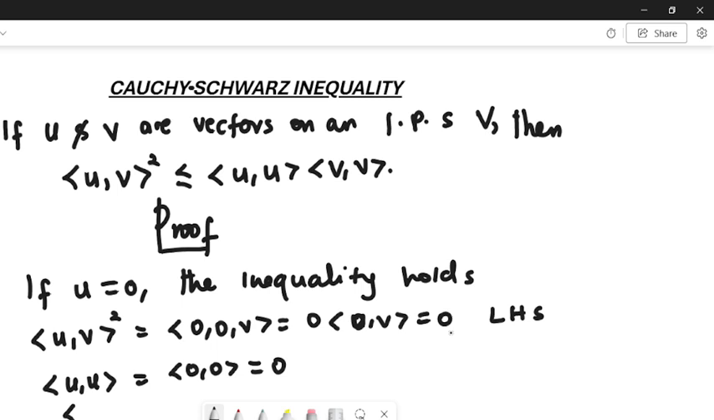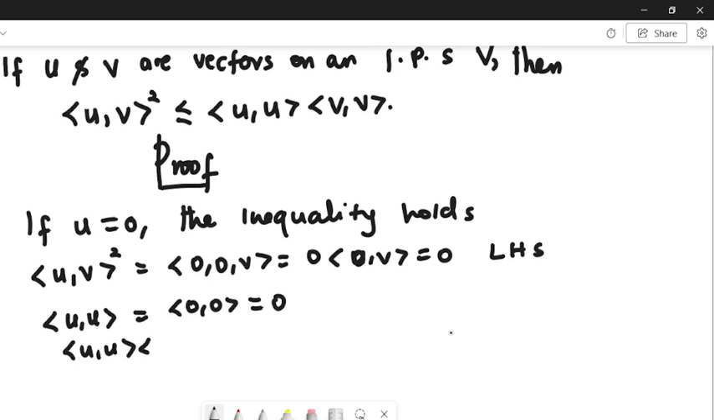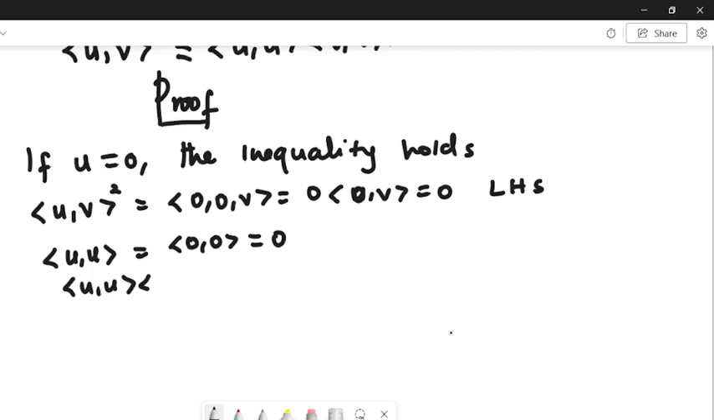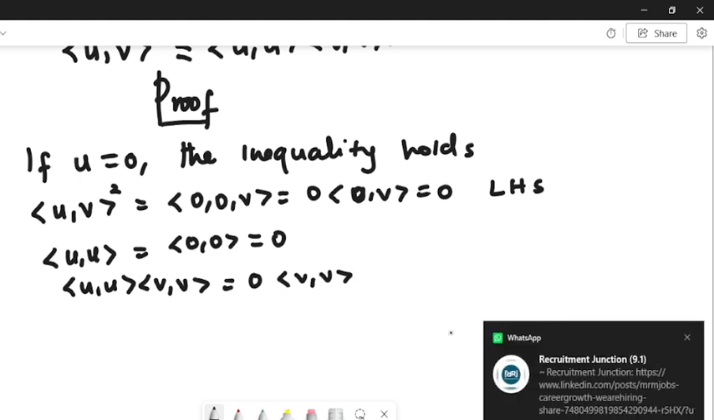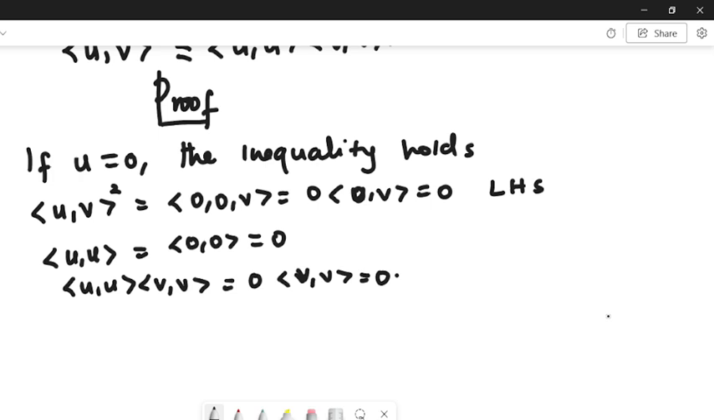And then now you have to multiply with the other part. But now this first is 0. So our value goes to 0. That's the base stage. This is the right hand side. So if u is 0, it holds. But now that's not our main concern. So we go to the next step.